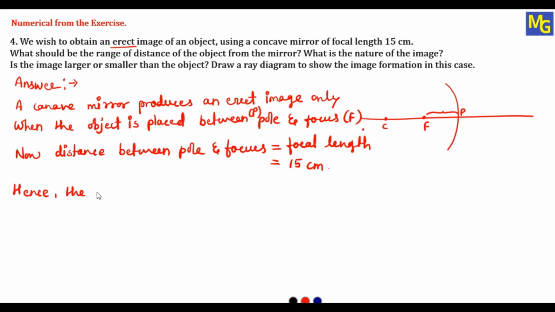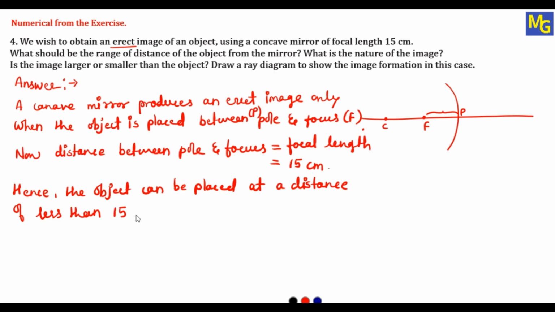Hence, the object can be placed at a distance less than 15 centimeter, in front of the mirror. We have to write answers very carefully for these theoretical questions. In front of the mirror, so this we have to remember. So they are asking range, range of distance. So that also we have to write properly.